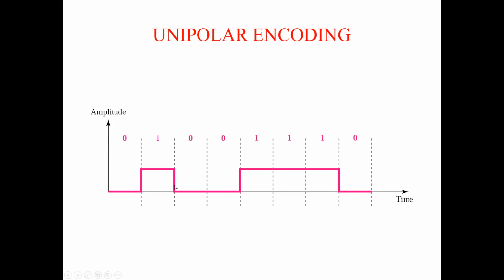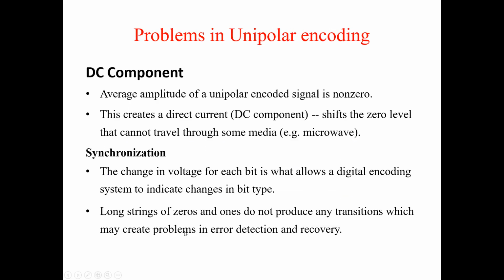So this is unipolar encoding from the sender side. Now the problem is the DC component. DC stands for direct component. The average amplitude of a unipolar encoded signal is non-zero. This creates a direct current and shifts the zero level, which cannot travel through some media, for example microwave.